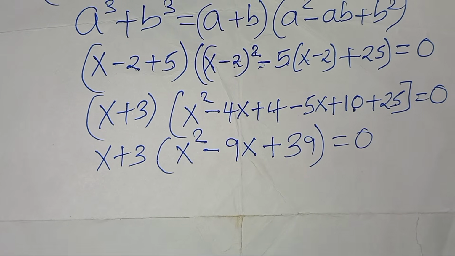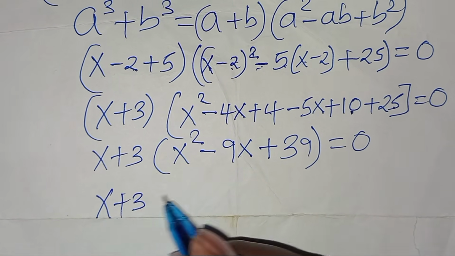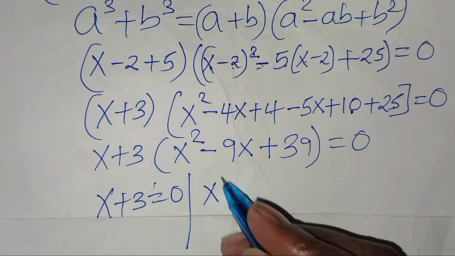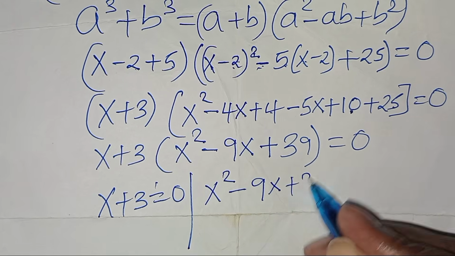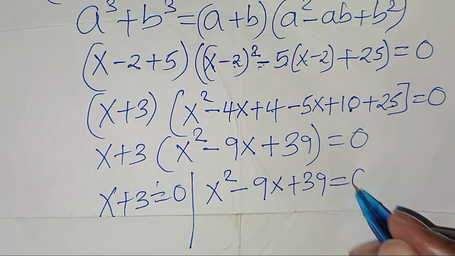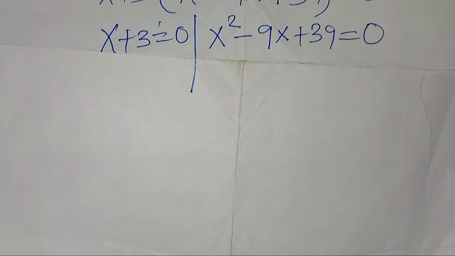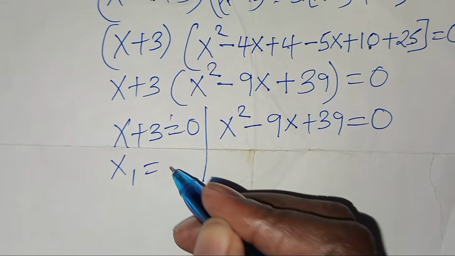And then from here, we'll have two parts. We have x + 3 = 0, and we have the quadratic equation x squared - 9x + 39 = 0. So let's solve these two. Now x1 here is equal to -3.